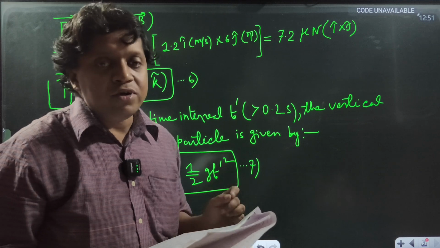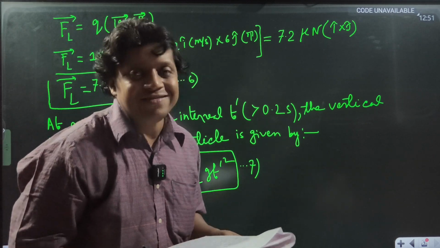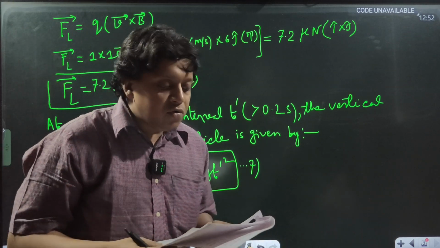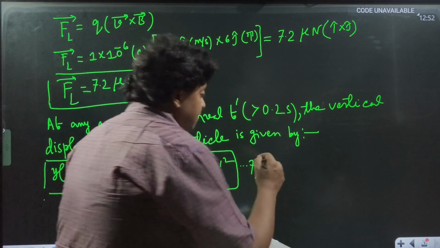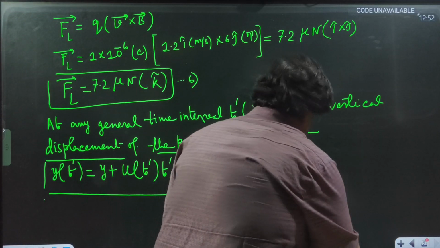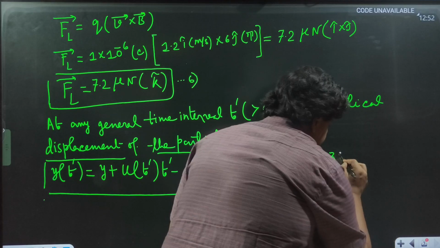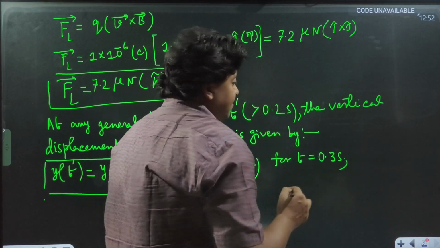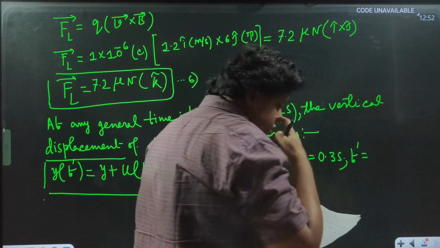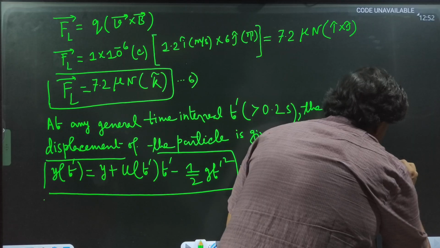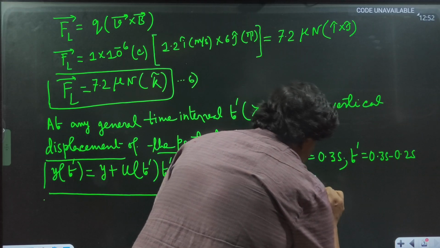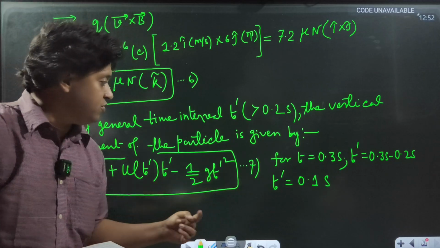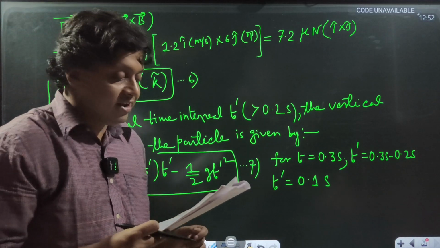And y, we have calculated from equation number 5. It is equal to 20 centimeter. You shouldn't have forgotten that. So when t is equal to 0.3 second, what is t dashed? The interval is just 0.1 second long, because t dashed is 0.3 second minus 0.2 second. So t dashed is equal to 0.1 second, which we are going to put over here.